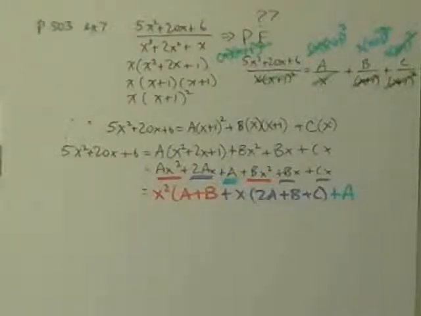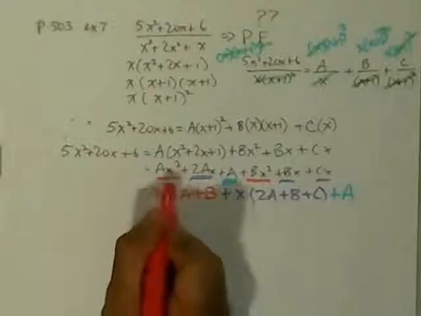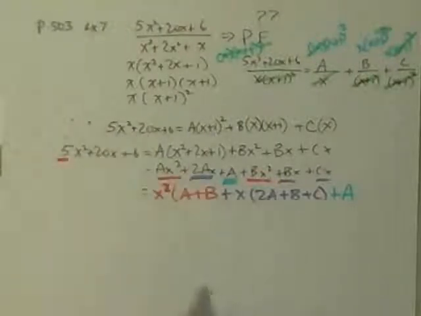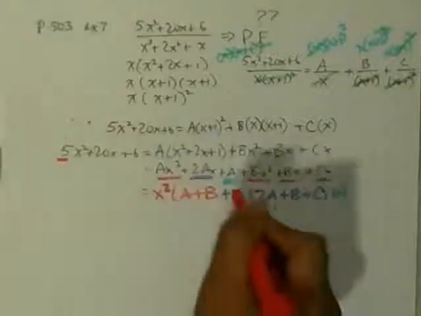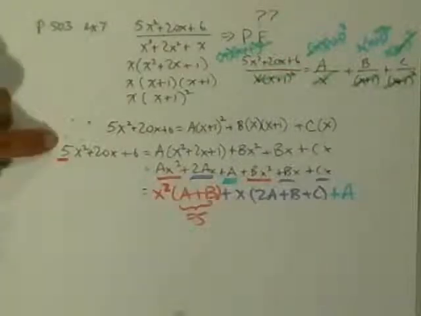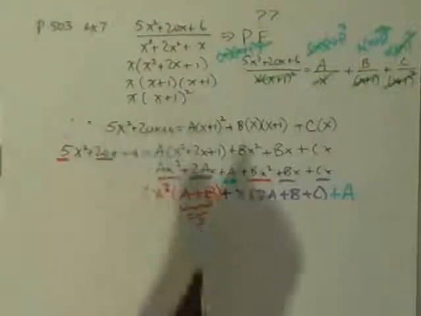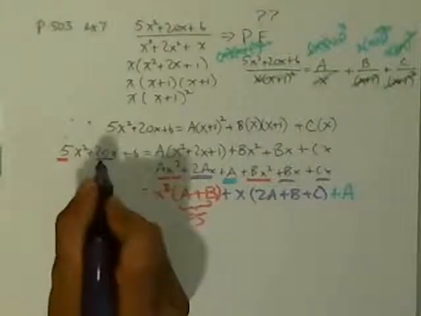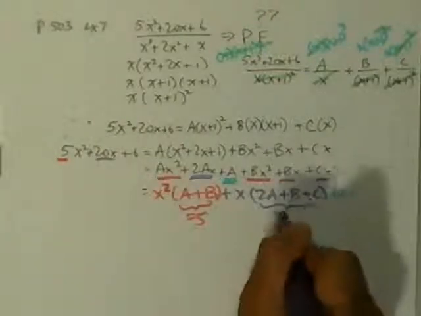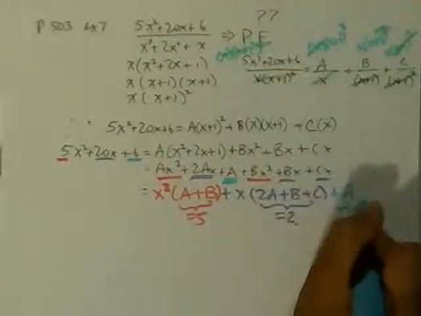And let's do this again. I'm going to use pink this time. Because you have an x squared here, the coefficient is 5. So that has to equal 5 for the coefficient. I'm going to use purple here. Coefficient of the linear term is 20. So this has to equal 20. And of course, the last part, the blue, the constant right over here is plus 6. So that has to equal 6.